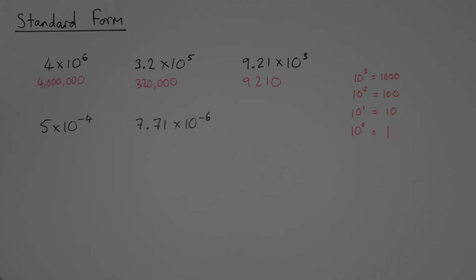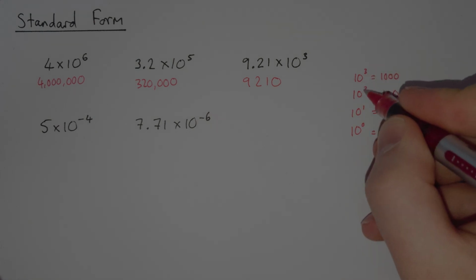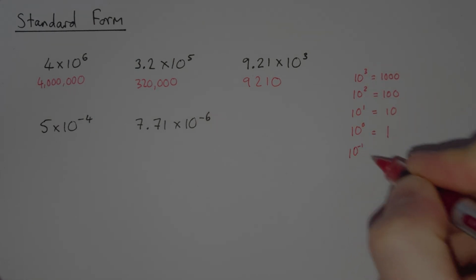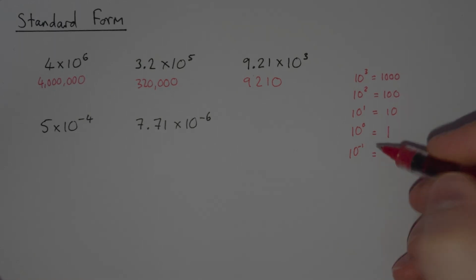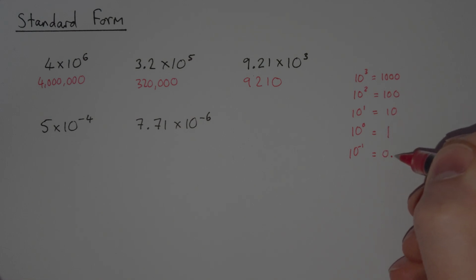10 to the power 0 is 1. The next one in the pattern, 3, 2, 1, 0. Well, the next one will be minus 1. And we know that to get the next one, you just divide by 10. Divide this by 10 is 0.1, or 1/10.